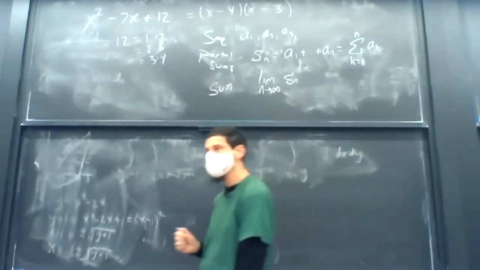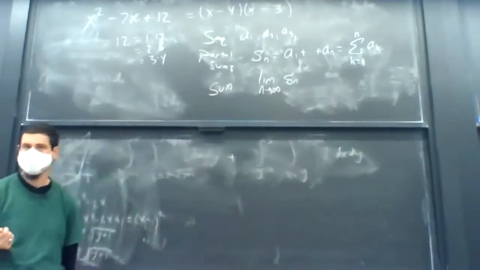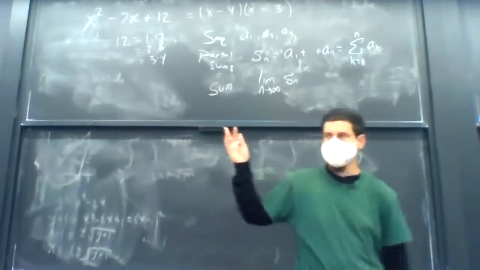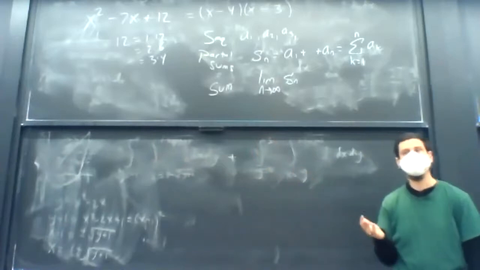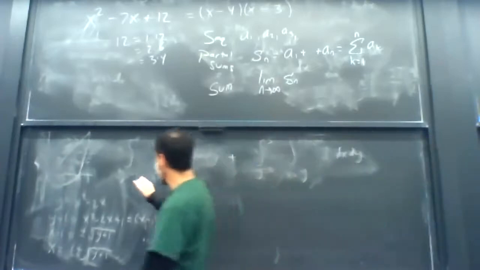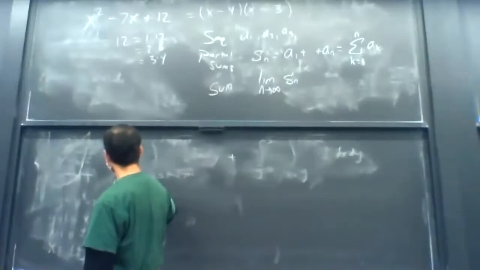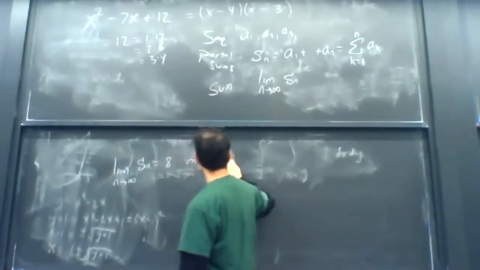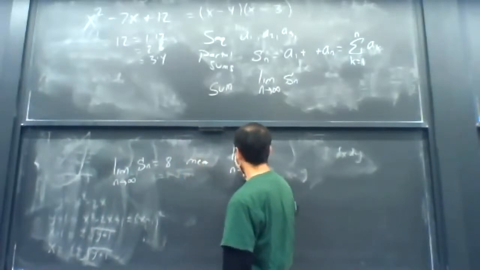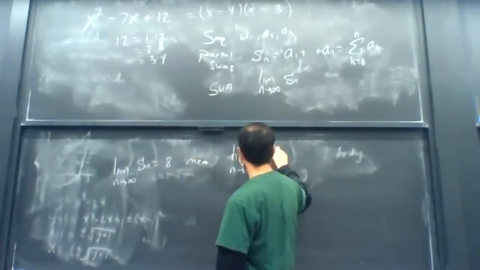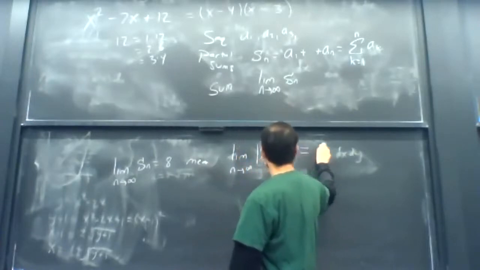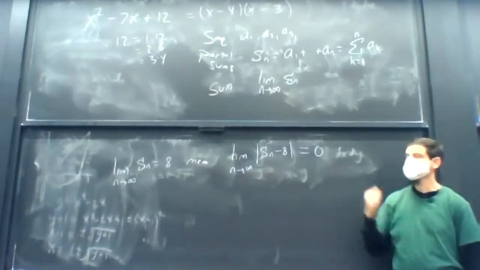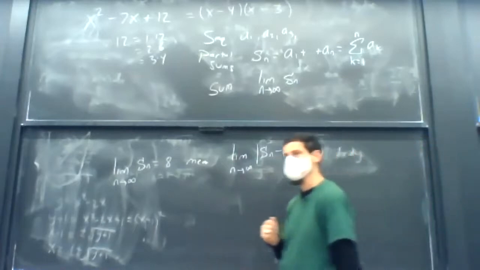Okay? So this is very similar to our concept of limit before from the function. What does it mean for the limit to exist at a point? It means as x approaches a, f of x approaches f of a. So this means that the limit as n goes to infinity of Sn equals 8 would mean that the limit as n goes to infinity of Sn minus 8 equals 0. So as n gets larger and larger and larger, the distance from 8 is going to have to be going towards 0.